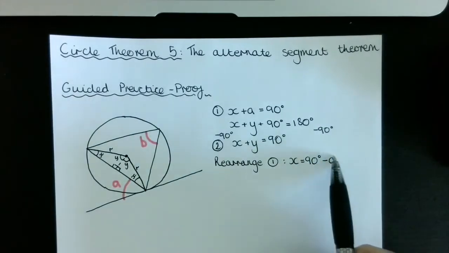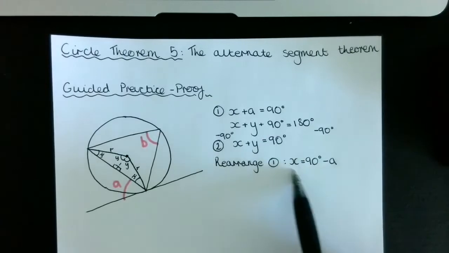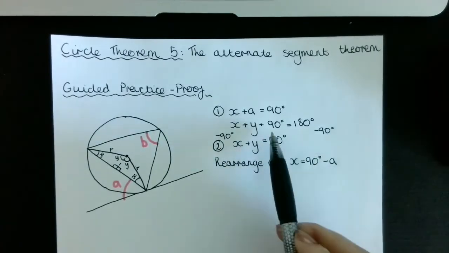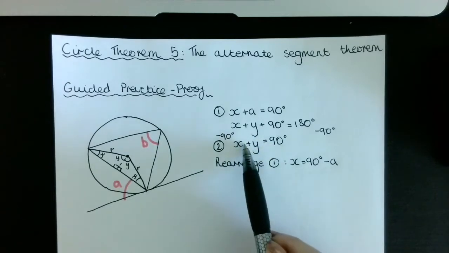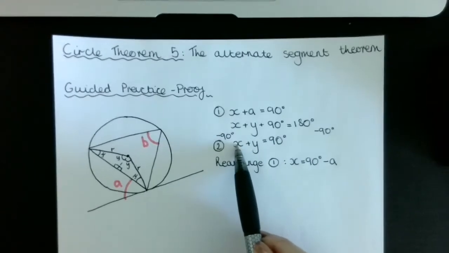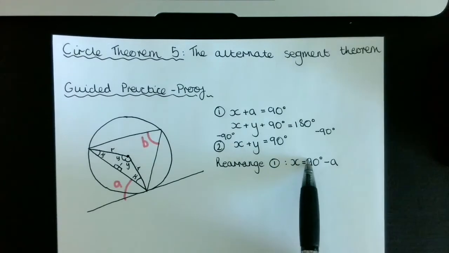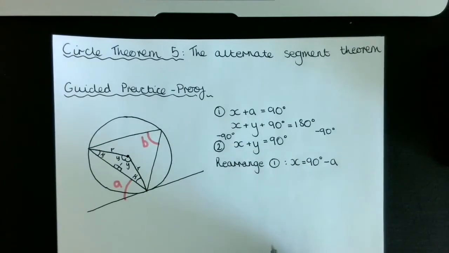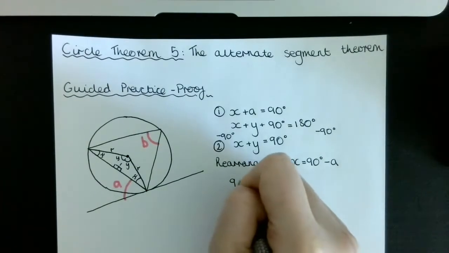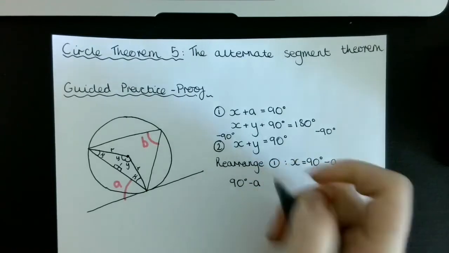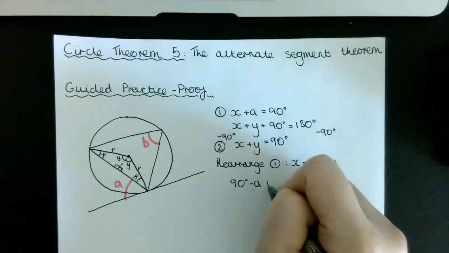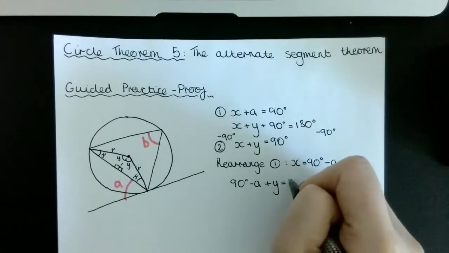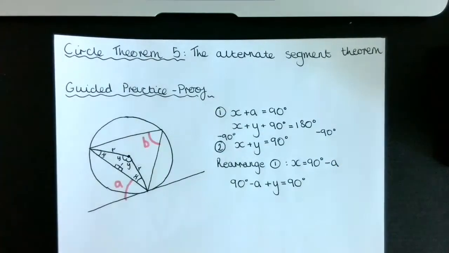I'm now going to substitute this equation for X into equation 2. So wherever I see an X in equation 2, I'm going to substitute it for 90 subtract A. So I get 90 subtract A, that's my value of X, plus Y equals 90.